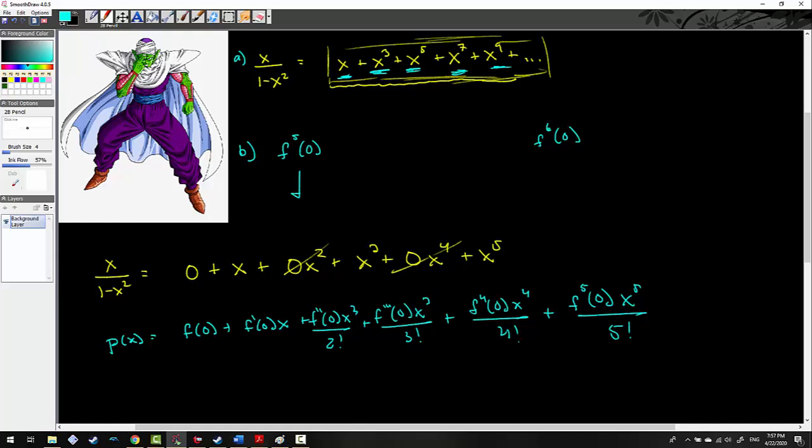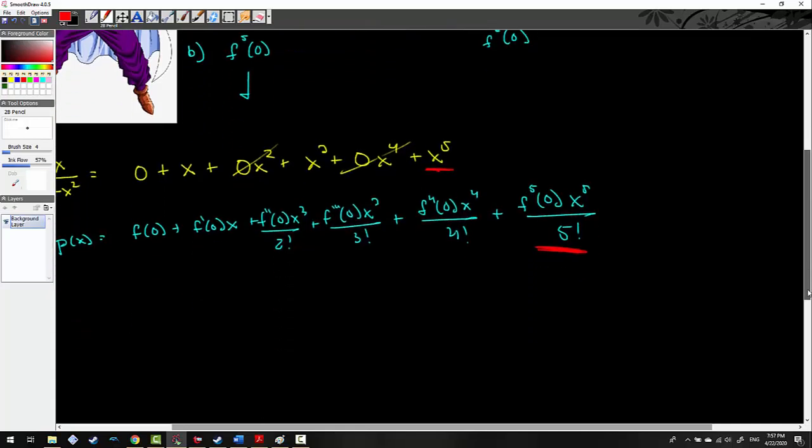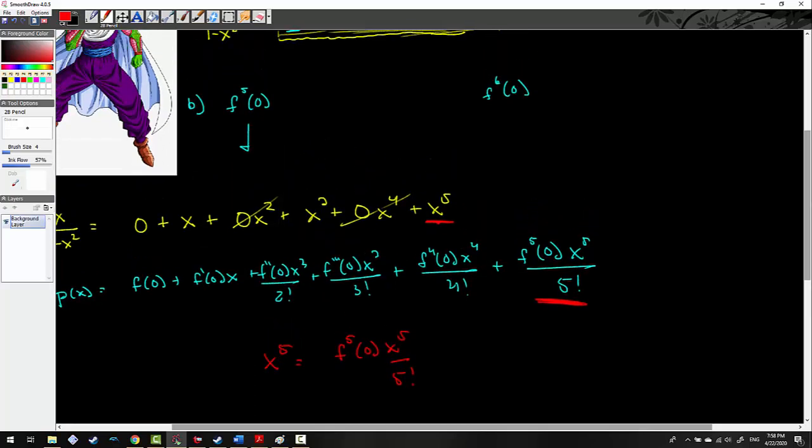So very similar to partial fractions, I will solve this using association. In other words, I will associate my x to the fifth term with the basic x to the fifth term. So how do I do that? I'll do it down here. I will say that x to the fifth, which is the fifth degree term in my Maclaurin series, will be equal to the general fifth term of a Maclaurin series. And remember, they want us to find f5, the fifth derivative at 0.